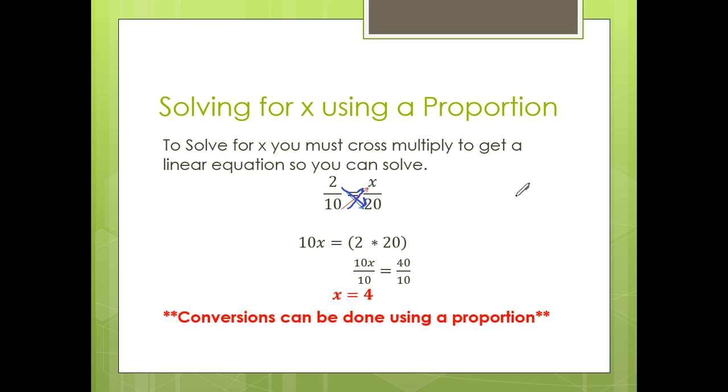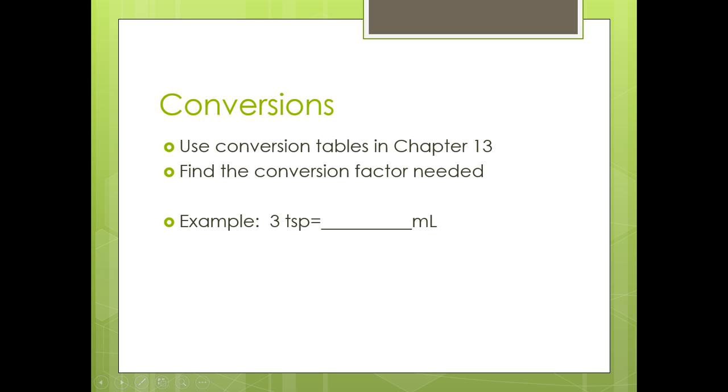I have 10 times x is equal to 2 times 20. I'm left with 10x is equal to 40. I'm going to divide both sides by 10, so my 10 cancels. I'm left with x is equal to 40 over 10, and I have x is equal to 4. Now, proportions are very important when we use them in conversions. Conversions are very important in the pharmacy setting. When we use our conversions, we want to go ahead and locate our conversion factor table in our book.